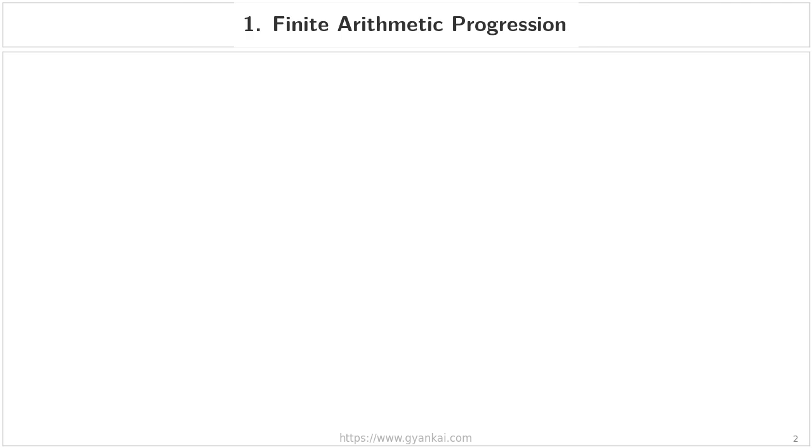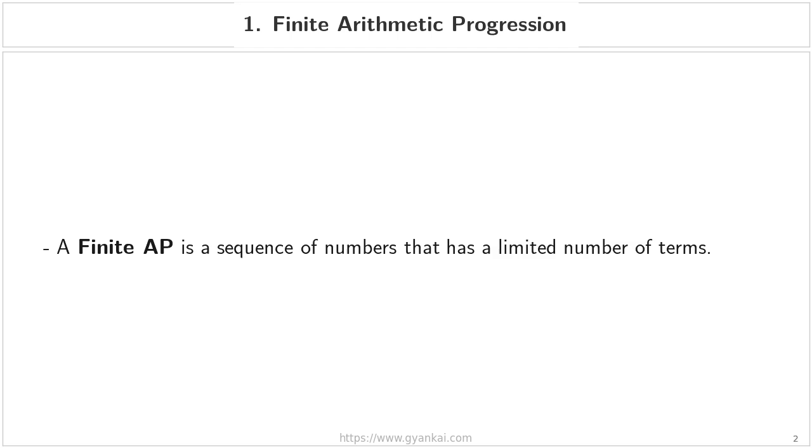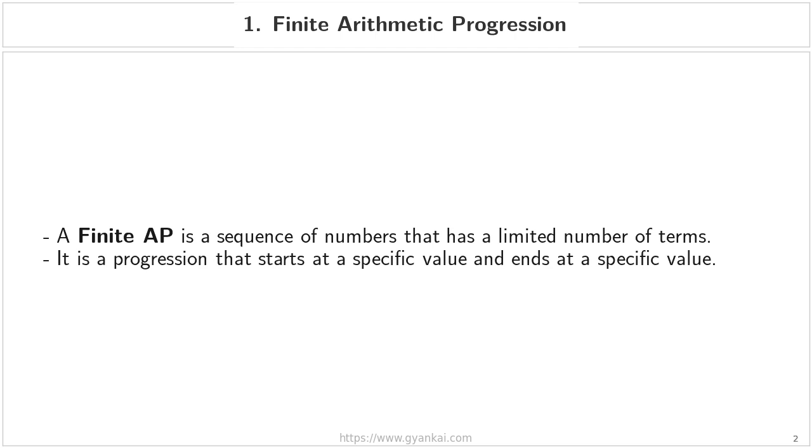1. Finite arithmetic progression. Now that we've established how to identify an arithmetic progression, let's dive into our first specific category, the finite arithmetic progression. Think of a finite AP as something that has a clear boundary. By definition, a finite AP is a sequence of numbers that has a limited number of terms. Unlike a pattern that goes on forever, this progression is contained. It starts at a specific, identifiable value, and most importantly, it ends at a specific, identifiable value.